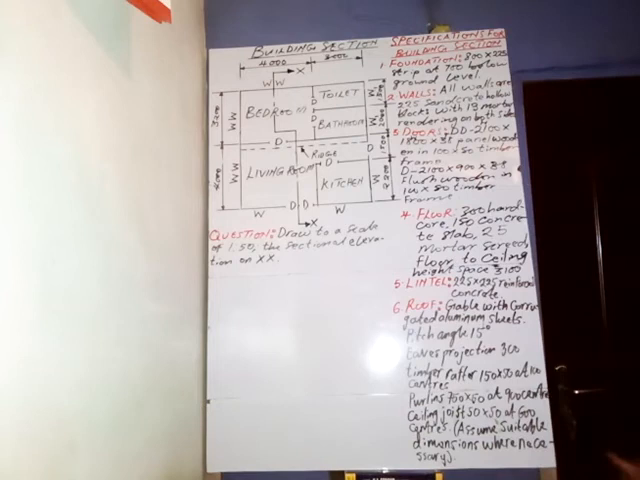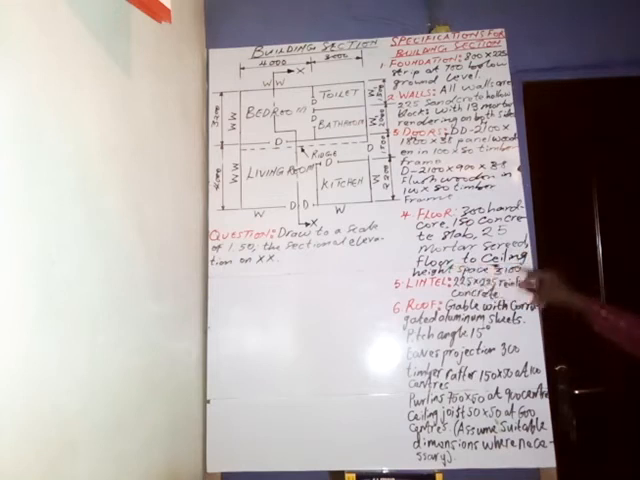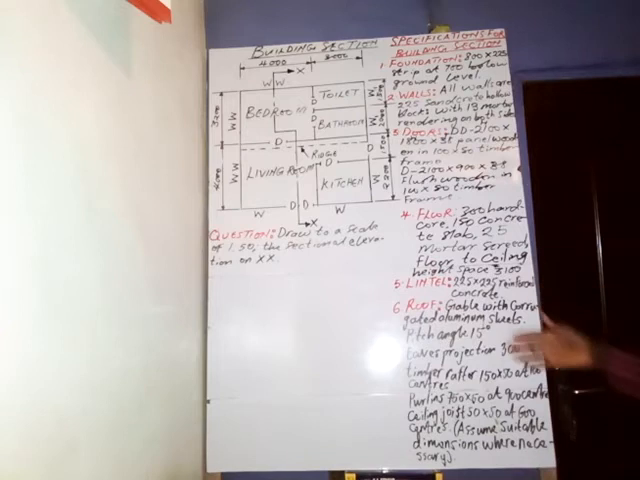Then we come to the floor. In the floor, we have 300 hardcore, 150 concrete slab, 25 mortar screed, and the floor to ceiling height is 3,100. Then we come to the lintel. The lintel is 225 by 225 reinforced concrete.